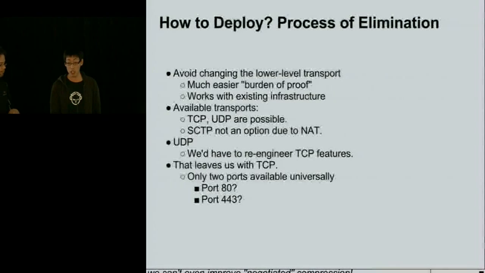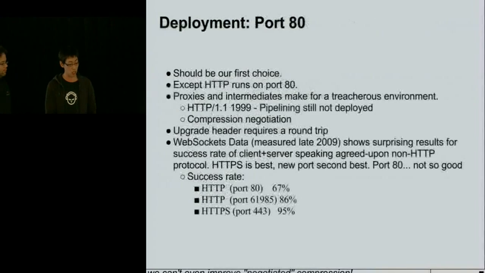Yeah, so back to TCP. For most of the web, most of the internet, there are only really two ports that you have available. There's port 80 and port 443. Firewalls often will block all other ports. Lots of people debate this. We have data to show how successful this is. So port 80. Everyone always asks us, why aren't you going over port 80? Why aren't you using the HTTP upgrade mechanism?